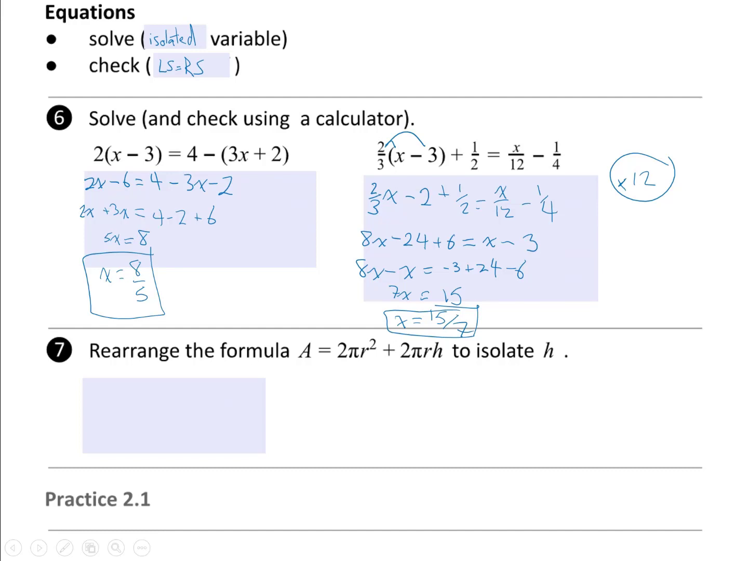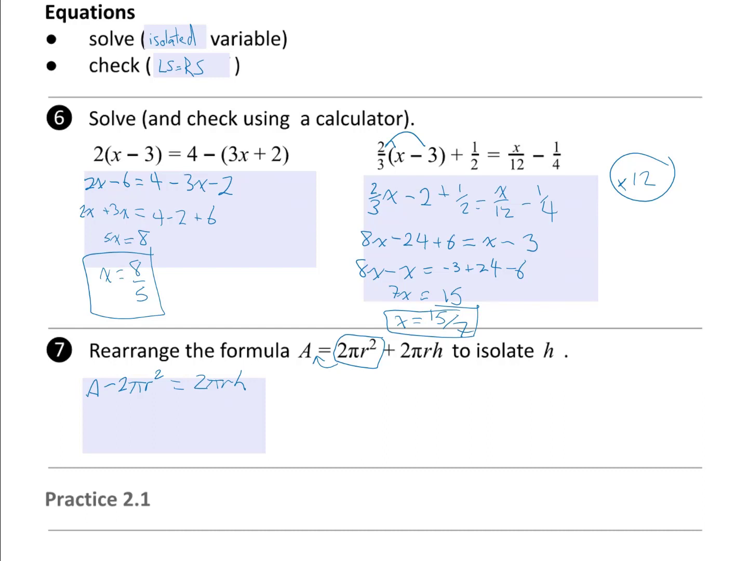Okay, next we have to rearrange the formula to isolate h. And in this case, we actually have to move over the first term. So the first term right here is going to have to move over. So we'll end up with a subtract 2 pi r squared, because it doesn't have an h value in it. And that's just going to equal 2 pi r h.